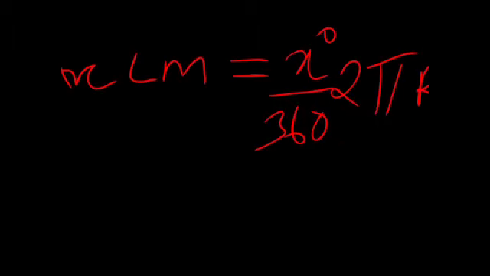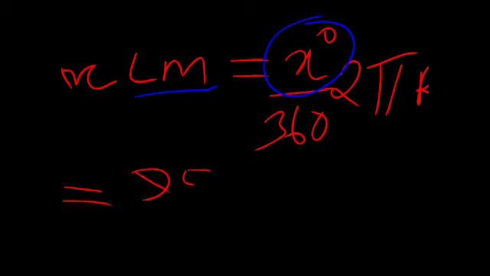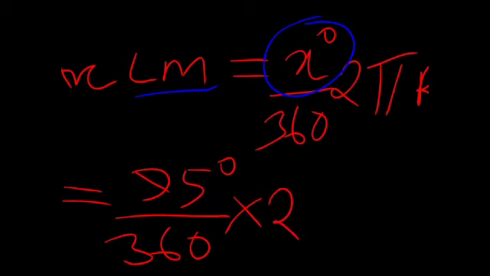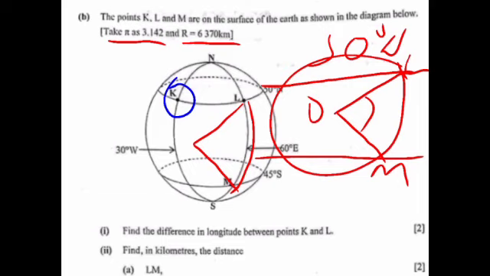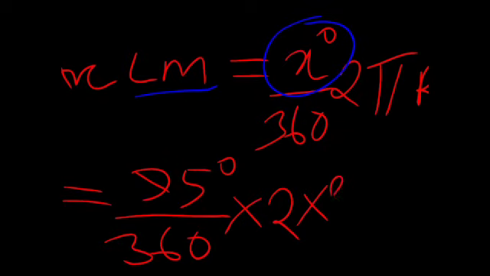We can simply say that is equal to the angle subtended by the arc LM on the center of the Earth, 95 degrees over 360 degrees times 2 times, we have been given pi to be 3.142, and the radius is in kilometers, so it's 6,370 kilometers. So let's punch this on the calculator.